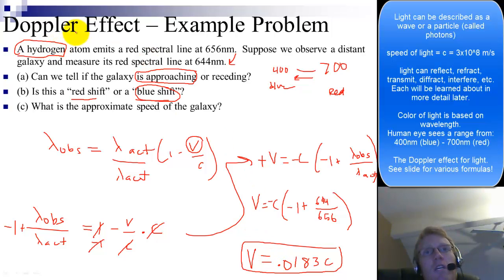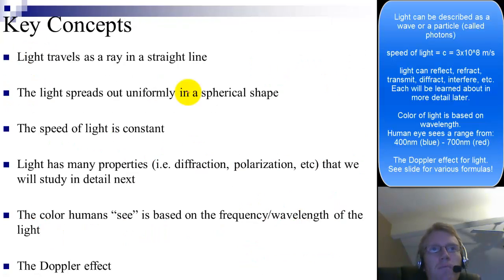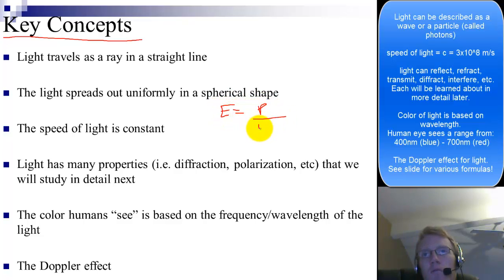It's extraordinarily useful in calculating the speed and direction of galaxies moving relative to ours, and it's been very pivotal in astronomy and astrophysics. Okay, so just a summary, key concepts from chapter 16. If we think of light as a particle, it's going to travel in a straight line as a ray until it hits something, and it's either going to bounce off or go through. The light spreads out uniformly in a spherical shape, giving us this formula E equals P over 4 pi r squared, where P is the total amount of light emitted, 4 pi r squared is the shell that it's expanding over, and E is the illuminance hitting a surface.